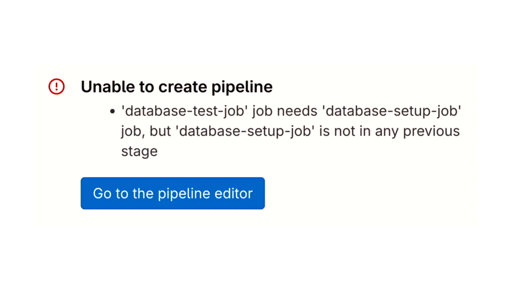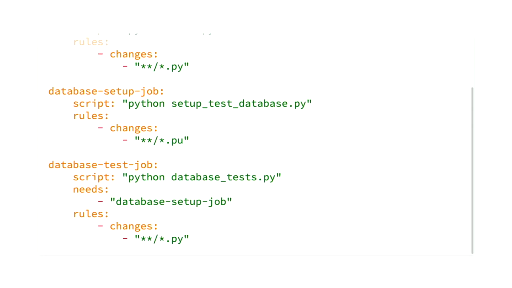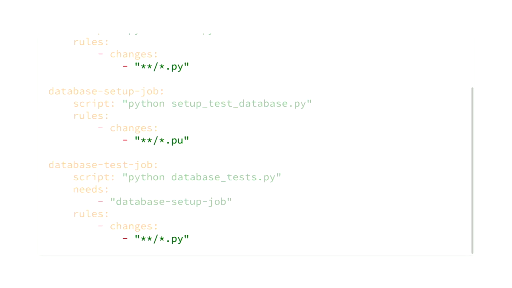Now, if we go back to our pipeline definition, can anyone tell me why it didn't run? .pu, yes. That's right. There was a typo in the changes. And so the database test job ran because there were changes to files ending in .py, but the database setup job didn't run because there weren't changes to files ending in .pu.